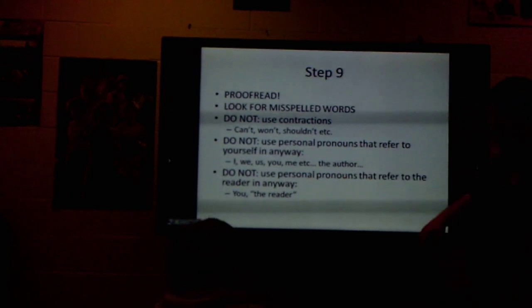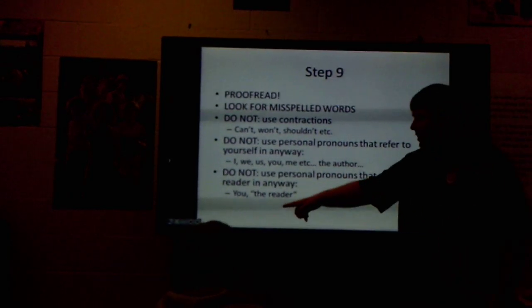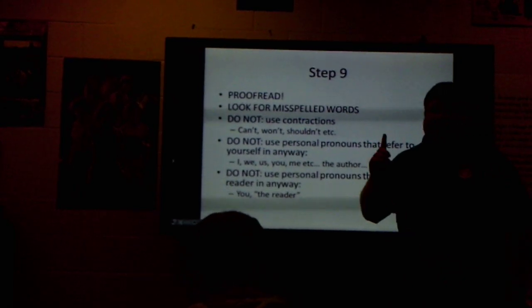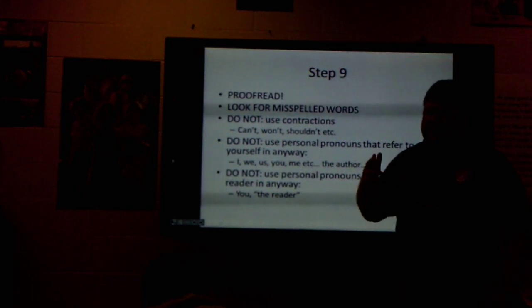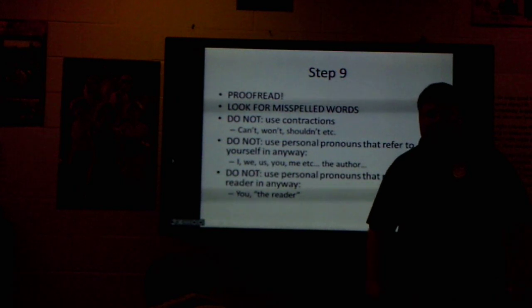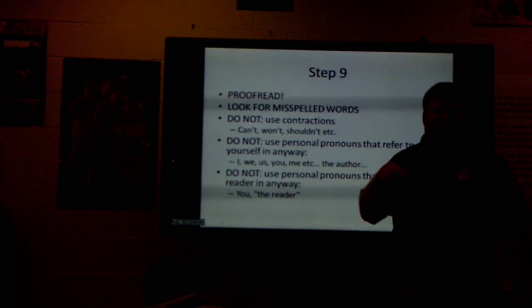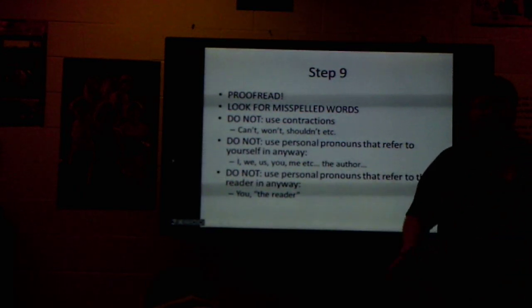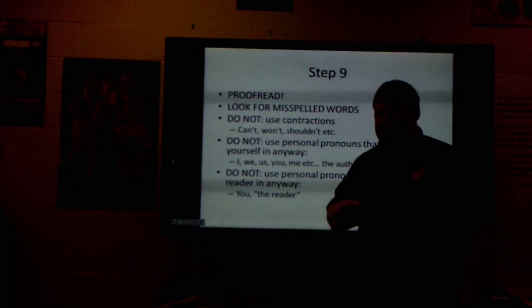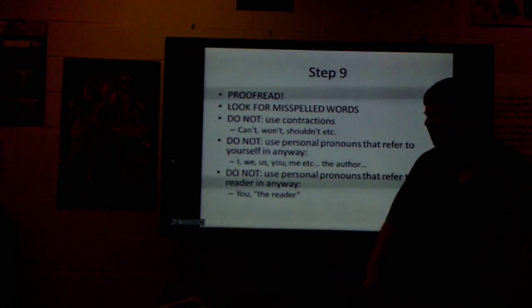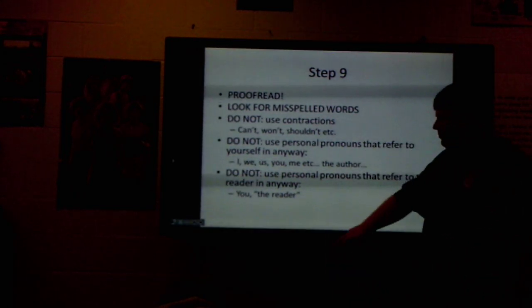Do not use personal pronouns that refer to the reader in any way. Like I said, don't say you. Did you notice how I did the last sentence, the restatement of the thesis? Did I say as you can see? No. As one can clearly see. So find a way to state it. If you feel like you need to say you, find a way to replace you with one and rephrase it so that it makes sense. As one can clearly see. That's a cheat to fix that.